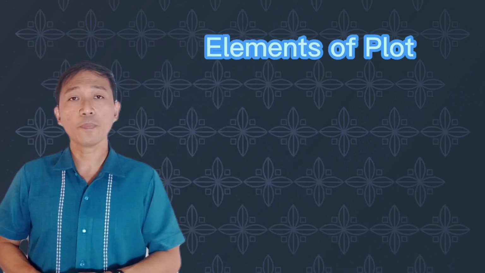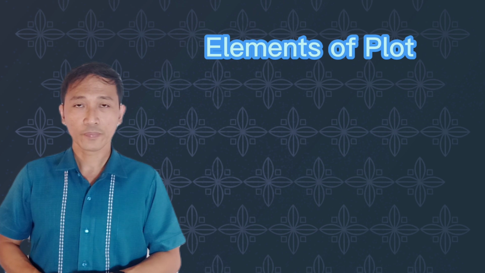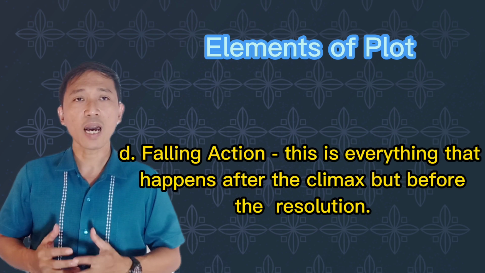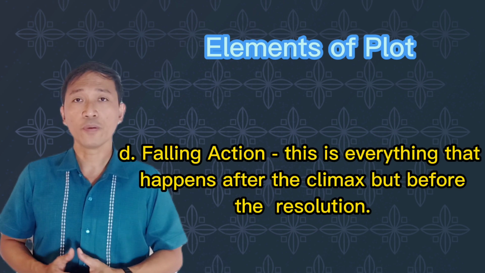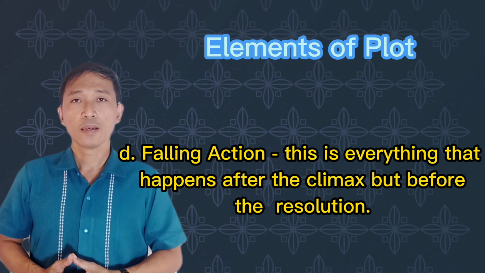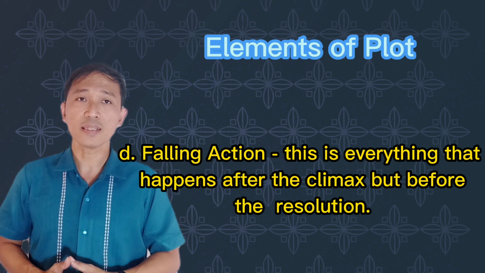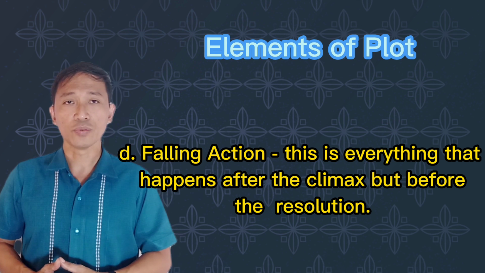The next element of a plot is the falling action. This is everything that happens after the climax, but before the resolution. This is when the tension lessens and starts bringing the action to a close.